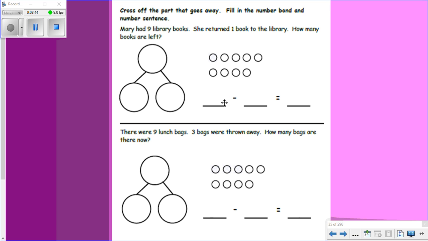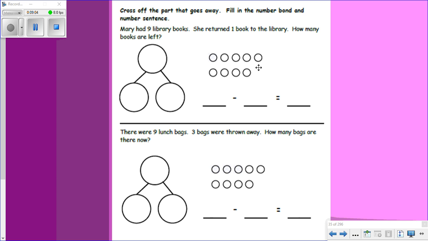So let's begin. Read the story problem with me. Mary had 9 library books. She returned 1 book to the library. How many books are left? So here are little dots. Of course, they don't look like library books, but that's okay.